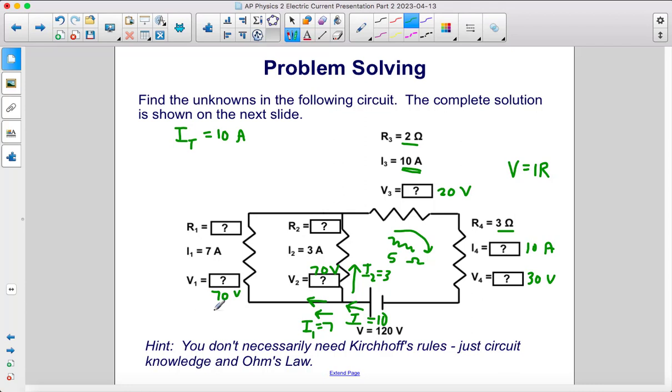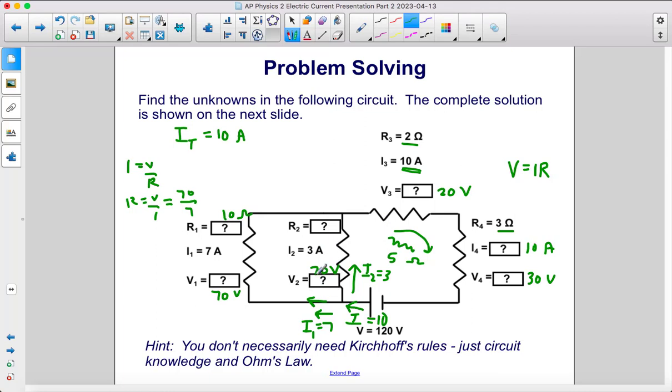Now we can use Ohm's law. So we're trying to find R. So Ohm's law is I equals V over R. Therefore, R equals V over I. V is 70. I is 7. Oh, that's easy. Resistance 10 ohms.